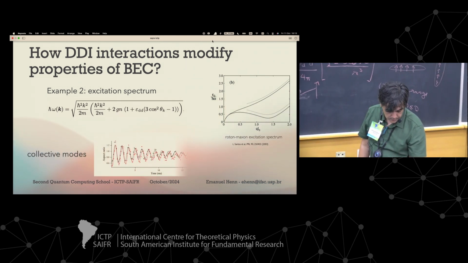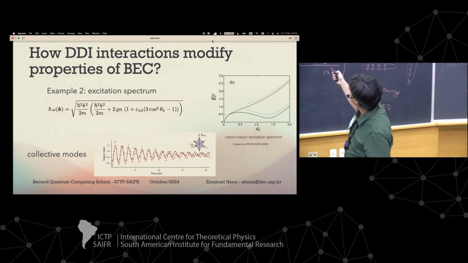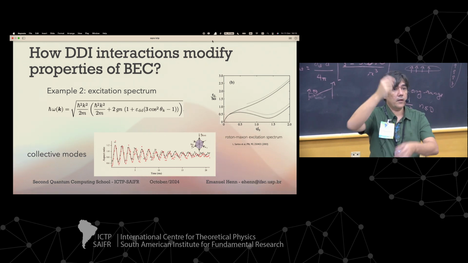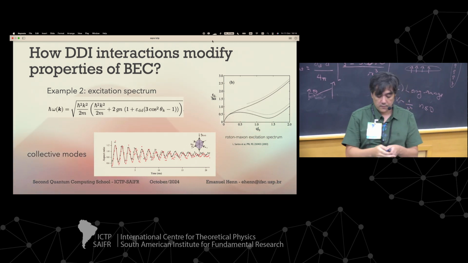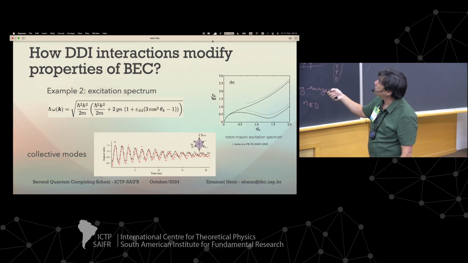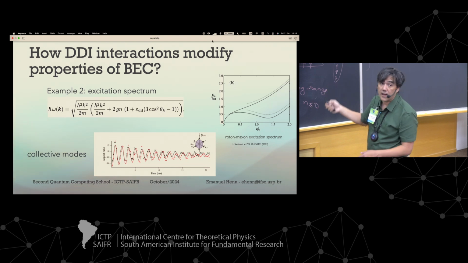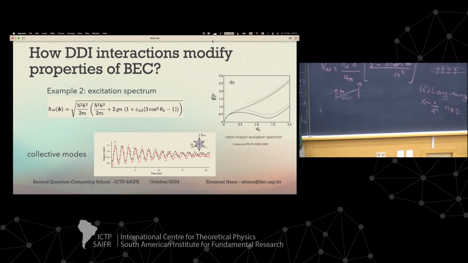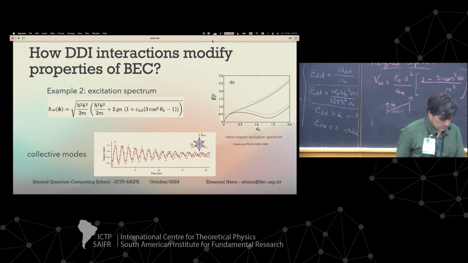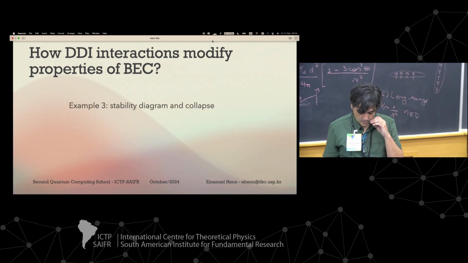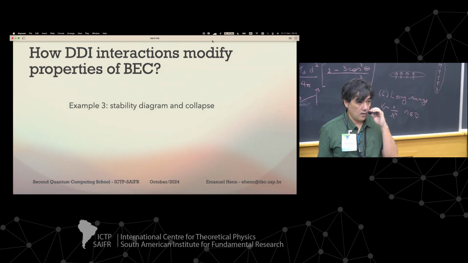Also collective modes. This is a BEC, and we give it a kick and let it oscillate. These are oscillation frequencies with the field in one direction, the black line, and in the other direction, the red line. It oscillates differently. It's just due to this contribution. Okay, that's not all. This is an example I like a lot, maybe because I worked on it: the stability diagram and the collapse of a BEC.